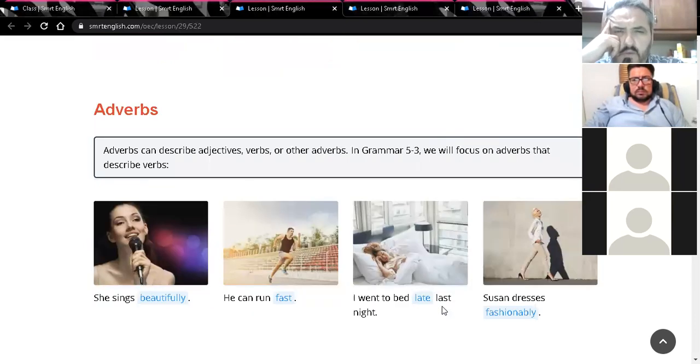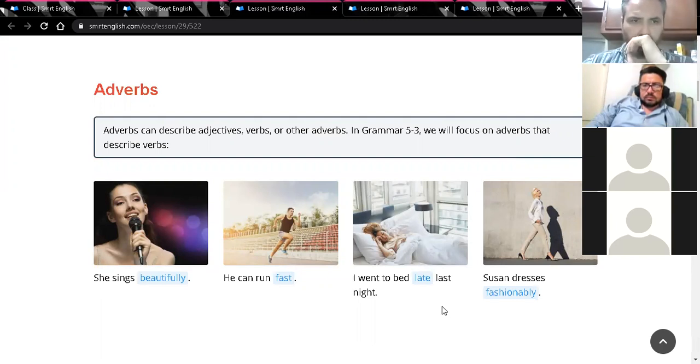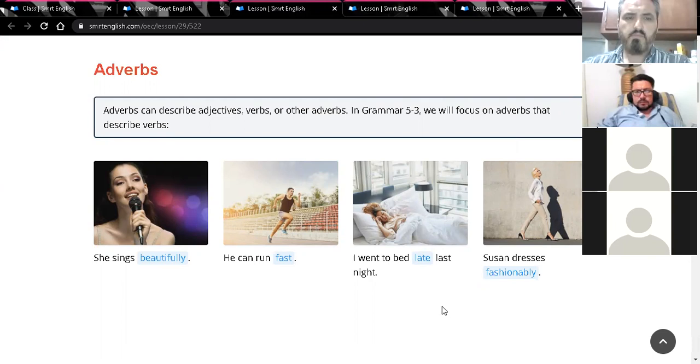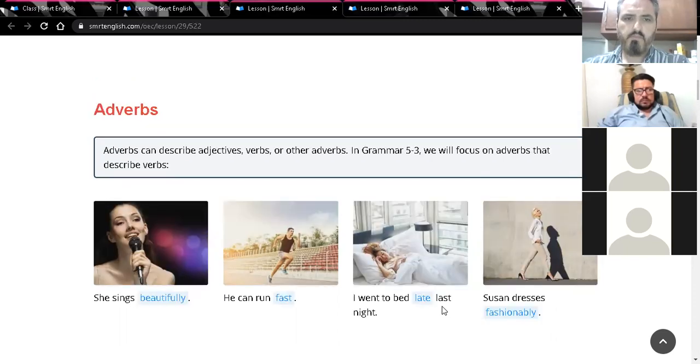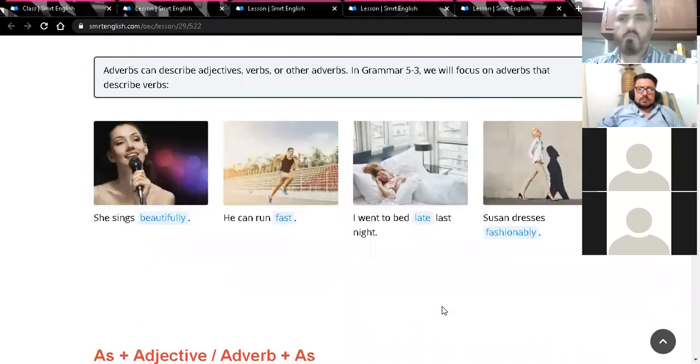Then we have adverbs. Adverbs can describe adjectives, verbs, or other adverbs. We will focus on adverbs that describe verbs. She sings beautifully. He can run fast. I went to bed late. Susan dresses fashionably. So what is the difference between adverbs and adjectives? Adjectives describe nouns. Adverbs describe verbs. For example, I'm saying that she sings. How does she sing? She sings beautifully. I'm describing the way she sings. In the other one, with the adjectives, I'm describing the way things are, not the actions.